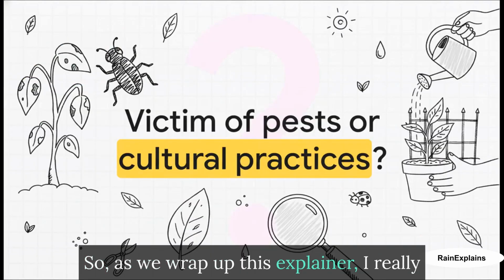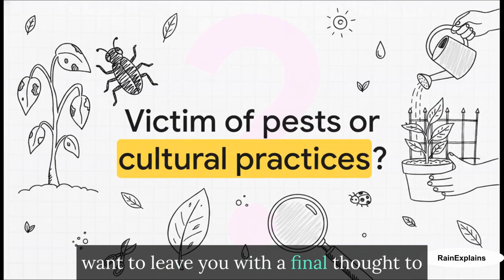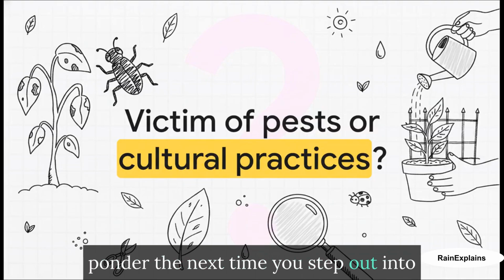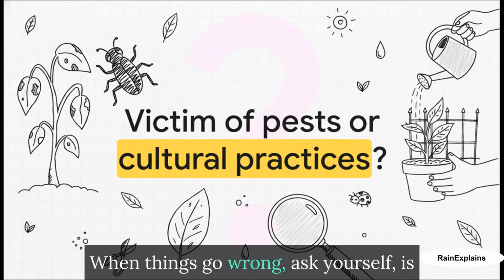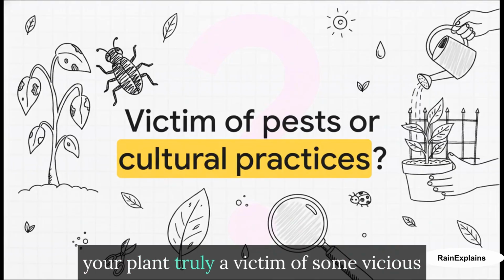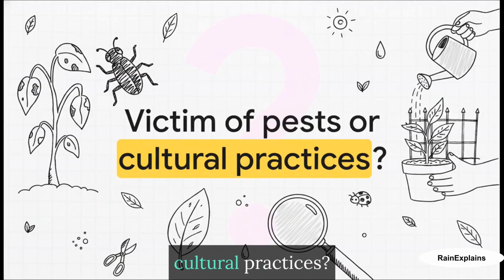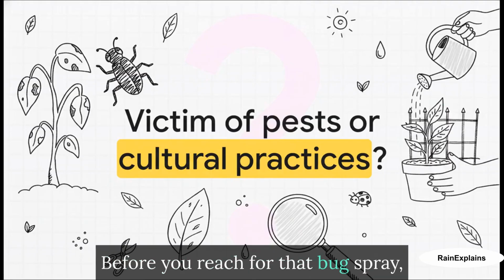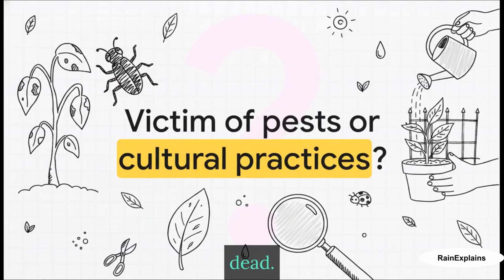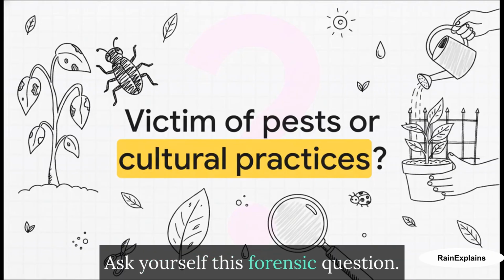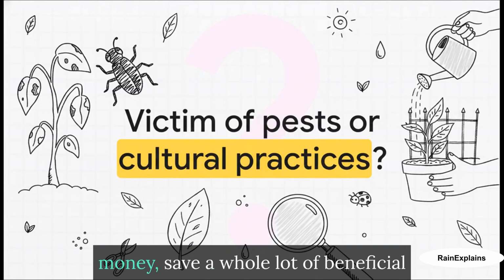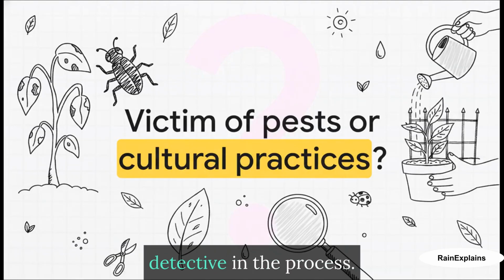So as we wrap up this explainer, I really want to leave you with a final thought to ponder the next time you step out into your garden. When things go wrong, ask yourself, is your plant truly a victim of some vicious pest, or is it actually a victim of your own cultural practices? Before you reach for that bug spray, maybe grab your magnifying glass instead. Ask yourself this forensic question. You might just save yourself some money, save a whole lot of beneficial insects, and become a master garden detective in the process.